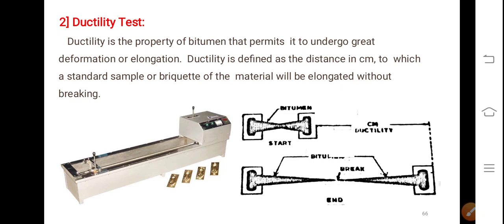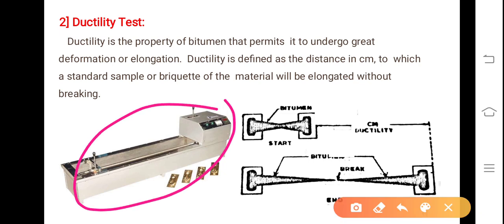Now, ductility test. This is the ductility testing machine. Again, this is the concept of the ductility test. This is known as the briquette mold, in which the bitumen, after being heated up to the pouring temperature of 70 to 90 degrees, is poured. This is known as the briquette.